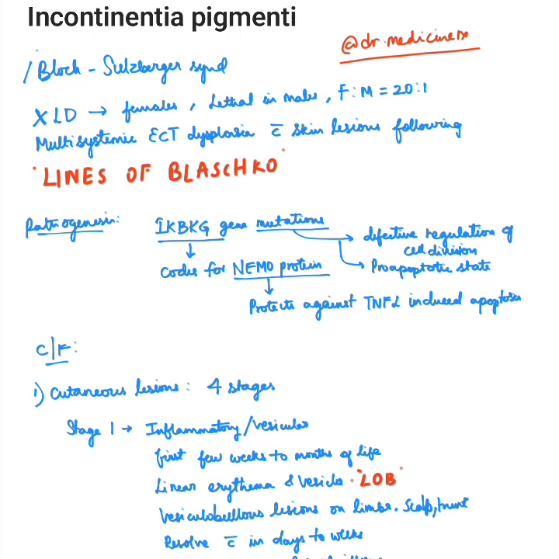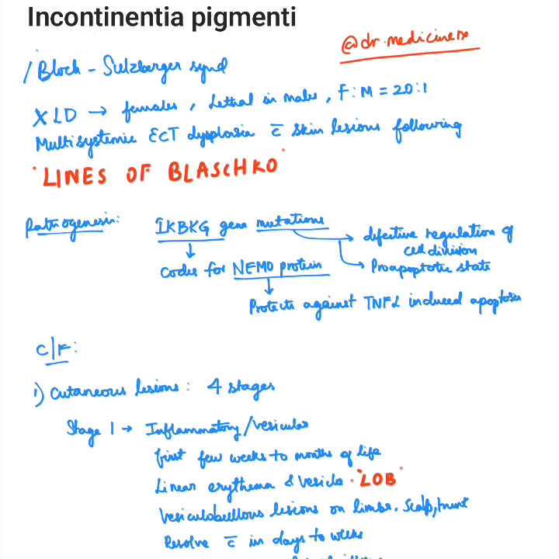This should not be confused with hypomelanosis of Ito, where as well we see lesions along the lines of Blaschko, but there we see them as hypopigmented macules and patches in the form of whorls and streaks, and it is also an autosomal dominant disorder, in contrast to Incontinentia pigmenti.